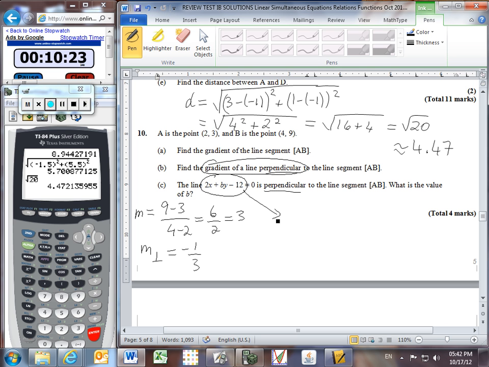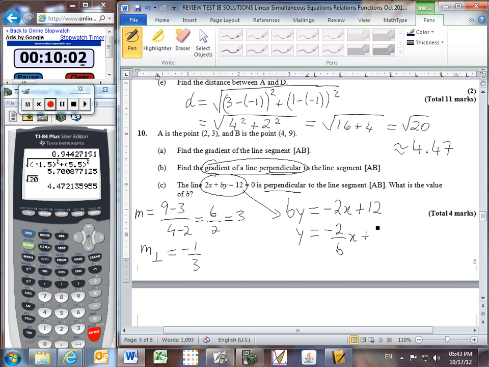I'm going to rewrite this equation in a different form. Let's try to put it into slope-intercept form, which means that the y has been isolated. So as I start to isolate my y, I'll bring my 2x to the right, it becomes a -2x, and I'll bring my 12 to the right, it becomes a +12. And let's get the y alone. So that means dividing everything through by b.